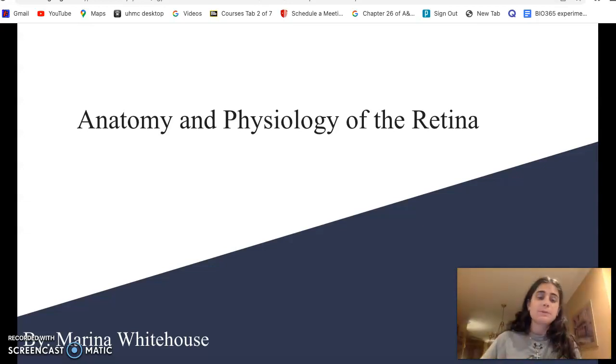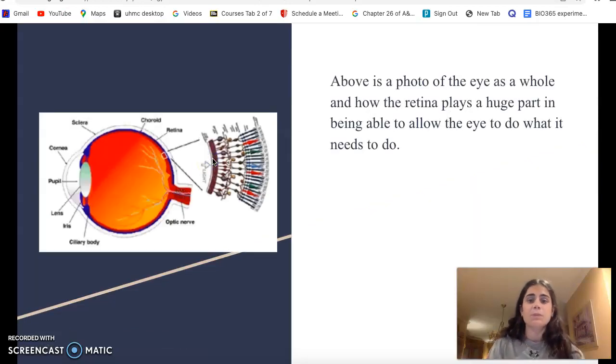Today is 5/24/22, and I'm going to be doing my presentation on the anatomy and physiology of the retina. As you can see here, this is a photo of the eye as a whole, and it shows how the retina plays a huge part in being able to allow the eye to do what it needs to do, such as for seeing.